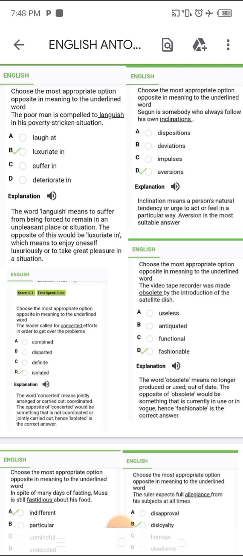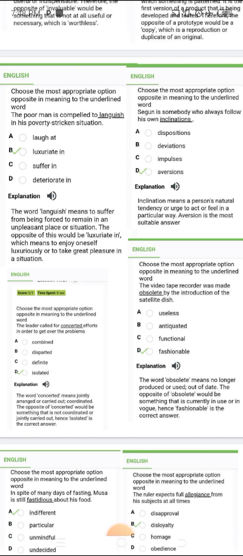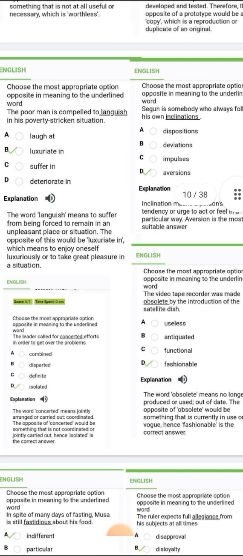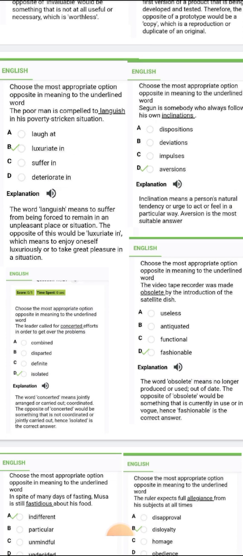All right, so let's do today. I did a first tutorial on English antonyms. As we all know, antonyms are words that are opposite in meaning. In case you don't know, this is where JAMB always holds you guys hostage. This is where they normally hold candidates hostage in the English language.